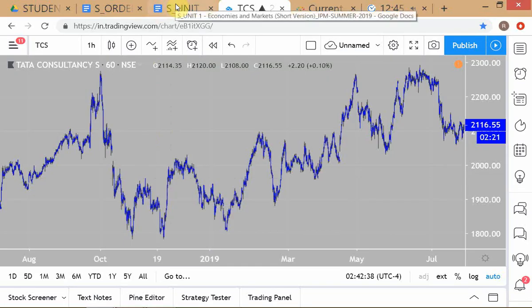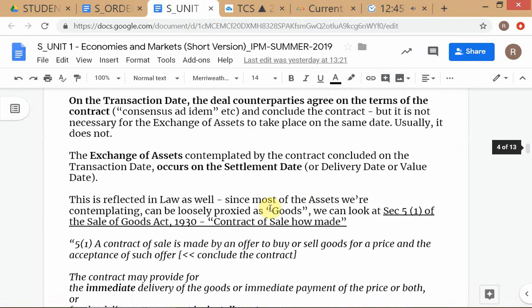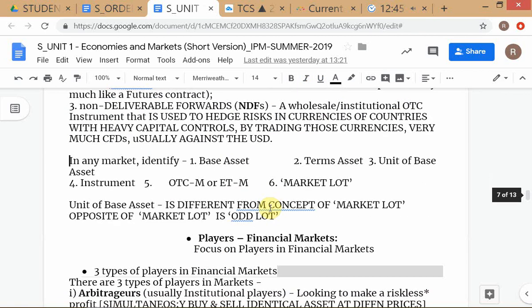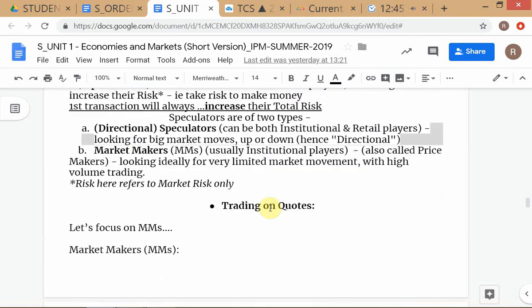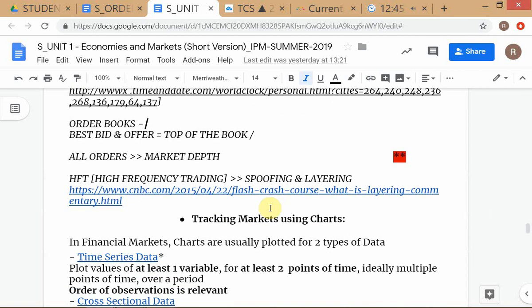All right, so let's quickly go here. Short version. Trading on quotes we have done, bids and offers. But are you feeling like you're learning something? Are you getting a feel of the whole markets environment, how markets operate? Chug is not convinced. Chug's expression is you're not convinced.